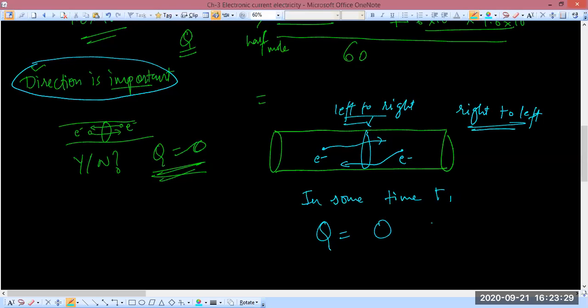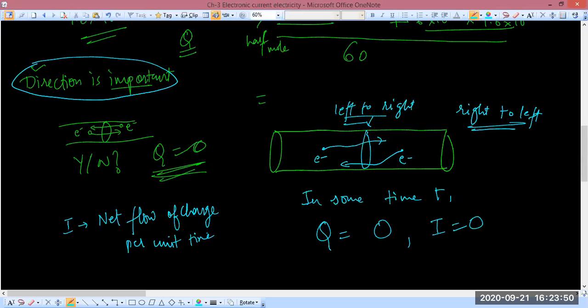Okay, so in such a case the current would also be zero, even if the charges are flowing, because current is defined as the net flow of charge. The total flow of charge per unit time. It is the net or total flow of charge across this cross section per unit time, right? So please remember, direction is important.